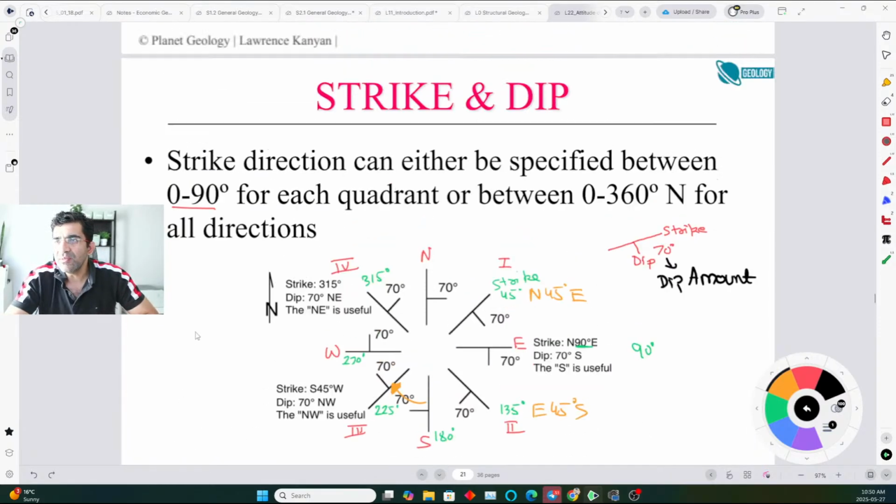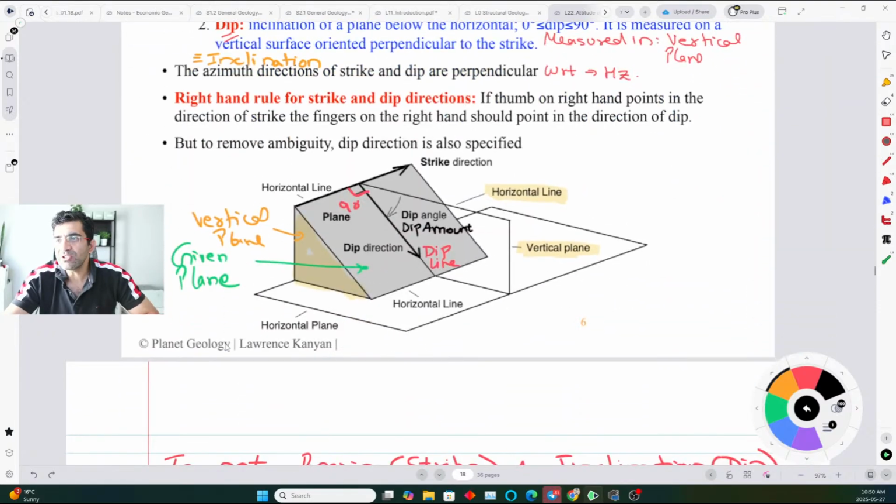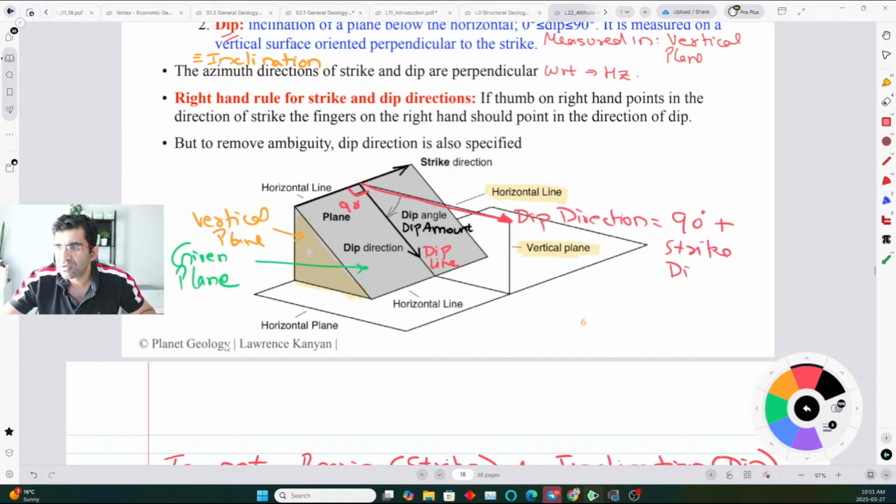Now dip direction, there is another concept which is called dip direction also, because it is a direction. Okay. So this direction that you see here, it is also a bearing. So it has to be measured in a horizontal plane. Whenever the term direction comes, it has to be measured in a horizontal plane. So this is the dip amount, this is the dip line. If you take the horizontal projection of the dip line, you get what is called dip direction, which is basically 90 degrees plus strike direction. So it is 90 degrees of strike.